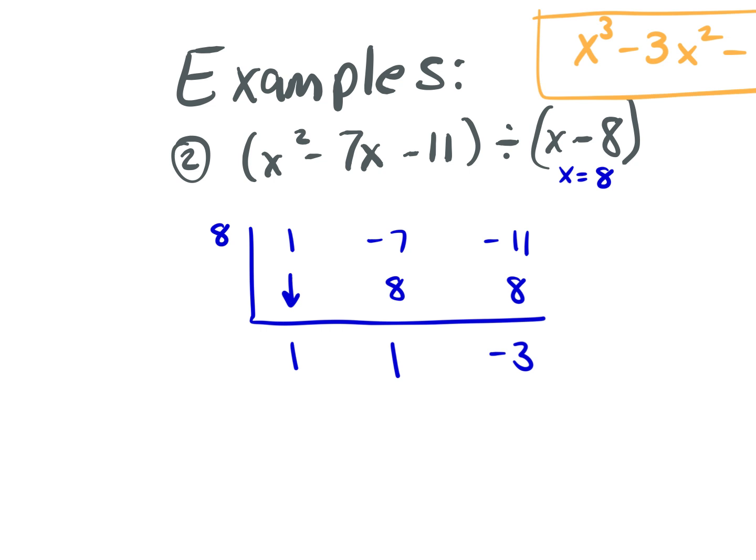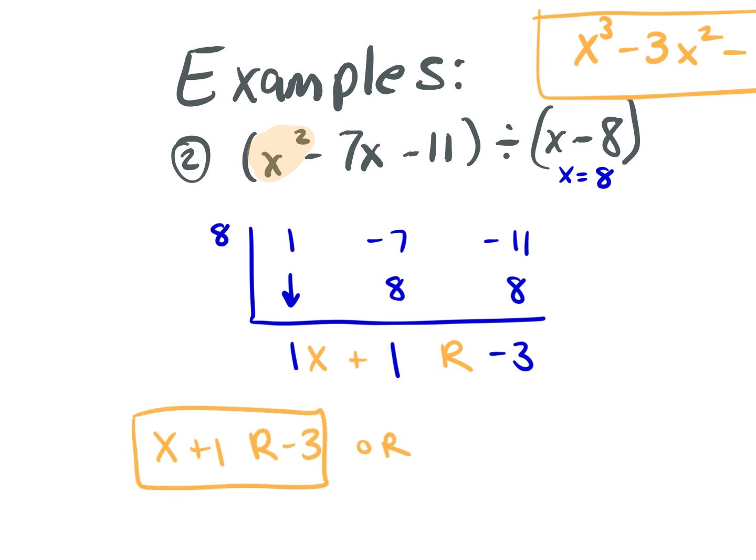So if our question started with x to the 2nd power, what does our answer have to start with? X. So we have 1x plus 1. The very last number is our remainder. So I would write this as x plus 1, remainder -3. Or if this was WebAssign, it'd want it as x plus 1. Since it's a negative remainder, I'm going to say minus 3 over whatever our divisor was, which was x minus 8.